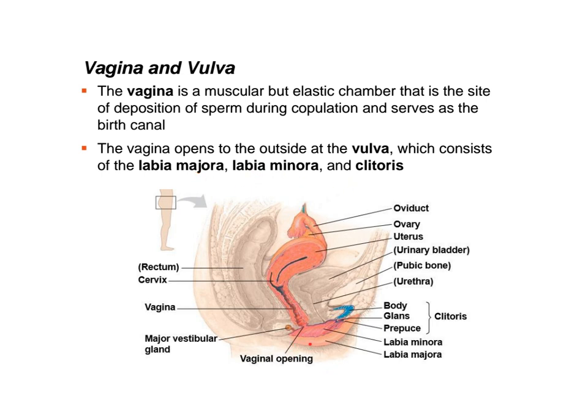The labia majora are a pair of thick fatty ridges that protect the rest of the vulva. The labia minora are a pair of slender skin folds that surround the vaginal opening.